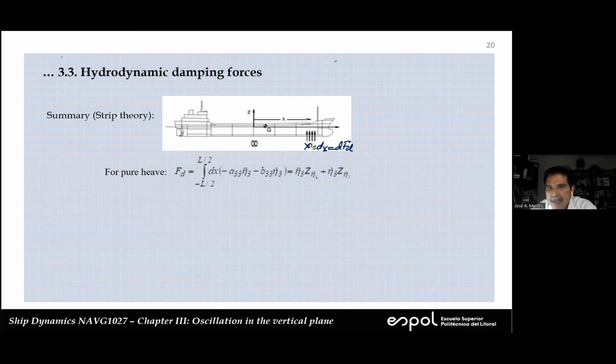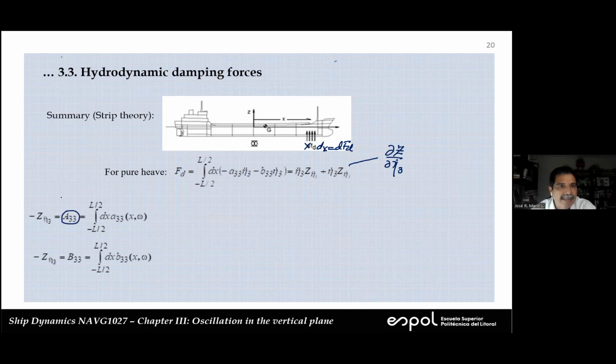And now, remember that we did this expansion, the Taylor series expansion. So this here is just the partial of z divided by eta 3 dot. Similarly for this one. So we have this negative here. We can move this negative to the other hand side, and this is what we obtain. And you see immediately that this is added mass, total added mass.